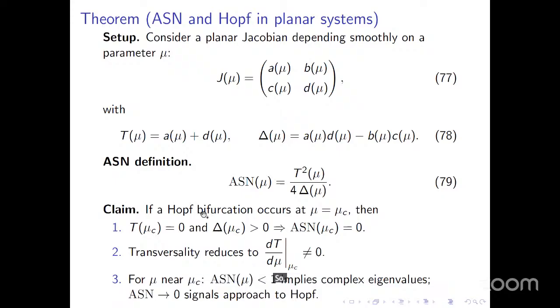So now what do we claim here? We claim that if the Hopf bifurcation occurs at mu c, then our trace will be equal to 0 in the first case, or the determinant will be equal to 0. This will imply that the Atangana strength number will be 0.